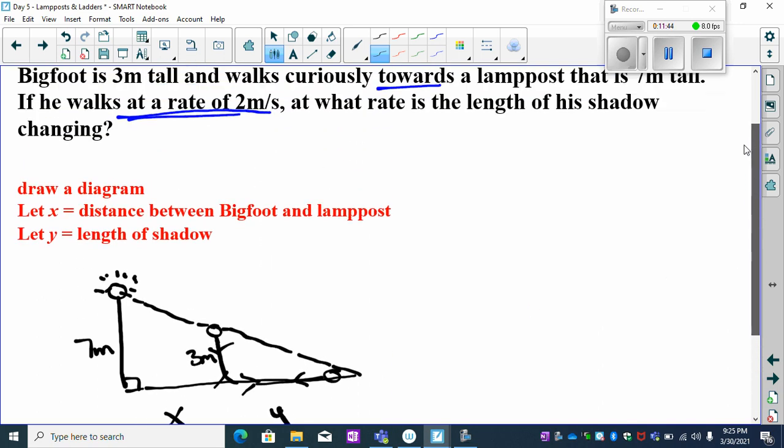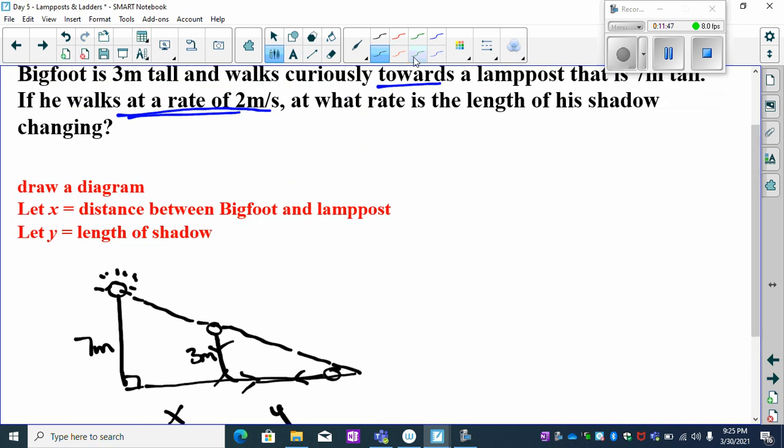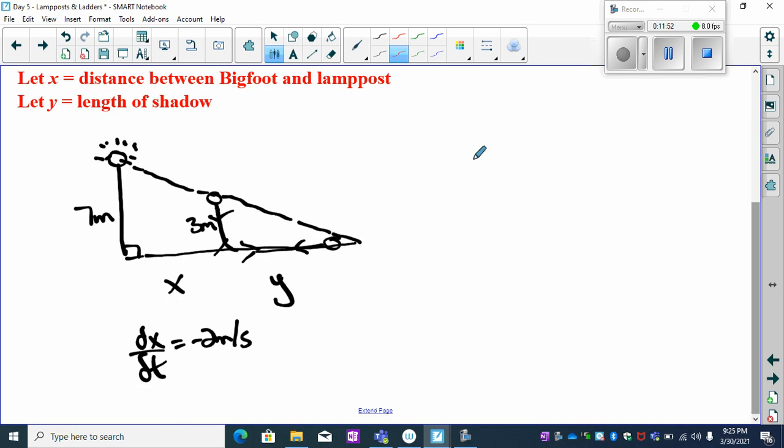They want me to find the rate at which the length of a shadow is changing. So they actually want me to find dy over dt. So the question is, what's the formula? I've got the picture drawn. Step 1, draw a diagram. Step 2, fill in your given information. Step 3, find what you're being asked to solve for. In this case, I know it's dy over dt. Step 4 is to find a formula that relates these quantities.